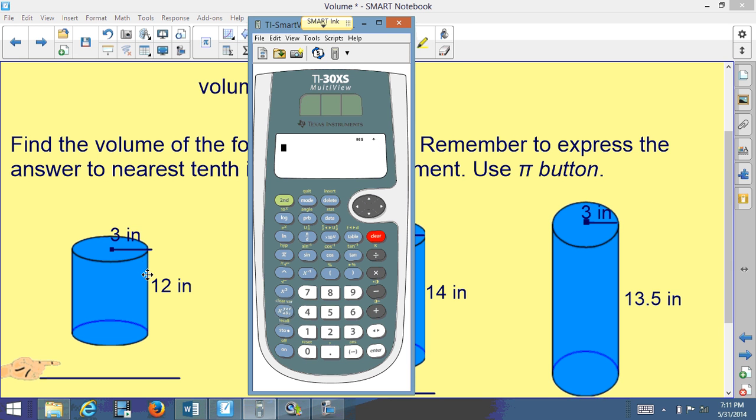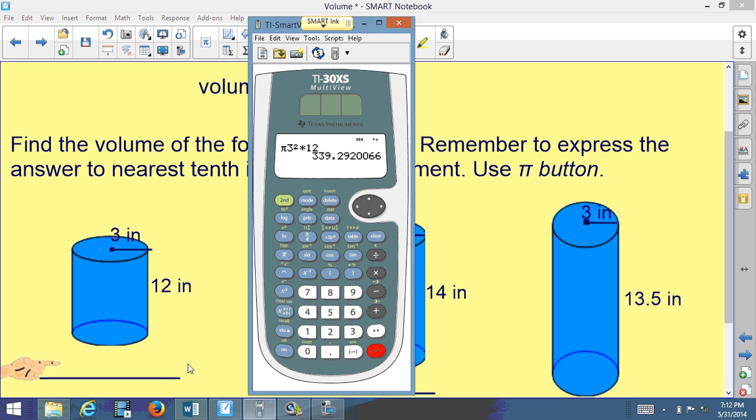So here we have the height, which is 12 inches, and here we have a line that goes from the center to the end of a circle. That would be the radius. So pi times radius squared, so the radius is 3, and I'll put a square on that. So that's the area of a circle, and we got to multiply that by the height. The height is 12, and that'll give us 339.29, and we got to round this to the nearest tenth.